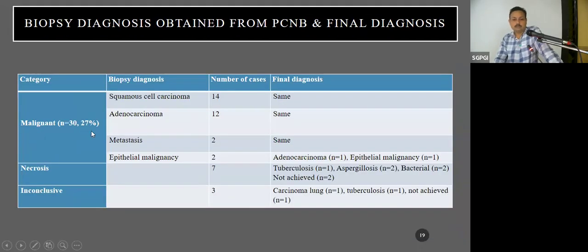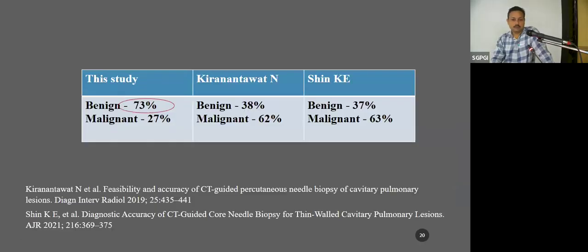About 27% of the cases were malignant, and squamous cell carcinoma was most common, followed by adenocarcinoma and metastasis in some cases. In 7 patients, the report was only necrosis, and we could not achieve a proper diagnosis, but on follow-up, one of these was tuberculosis, 2 patients were proven to be aspergillosis, and 2 bacterial infection. In 3 cases, the results were inconclusive. Of these, 1 patient subsequently proved to be carcinoma lung, and the other tuberculosis. So this was our spectrum of cases.